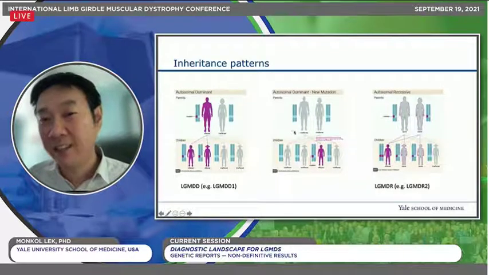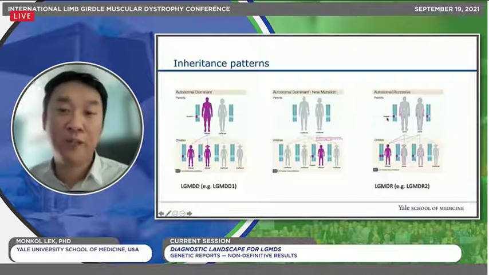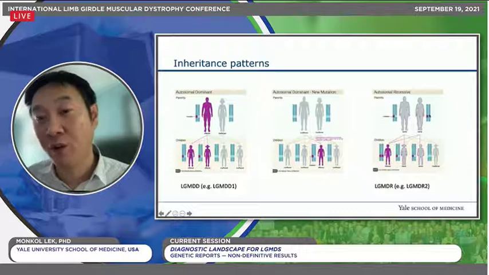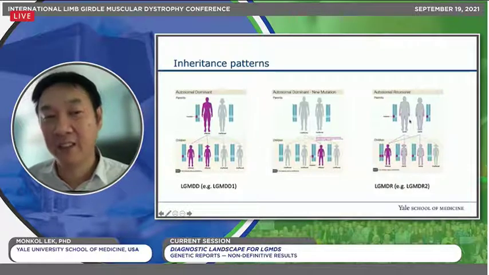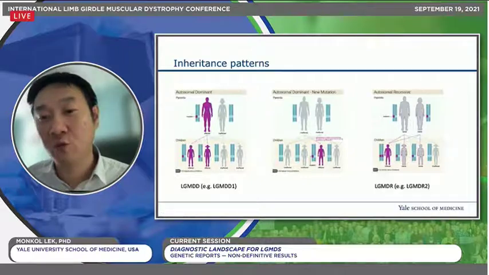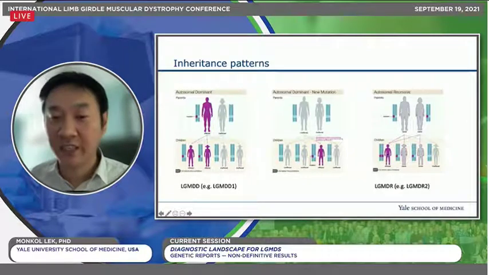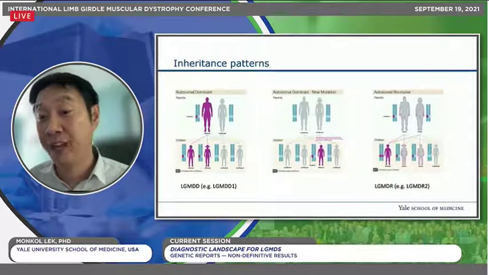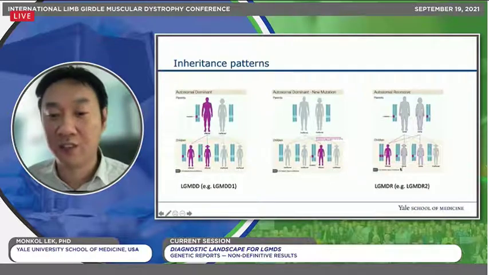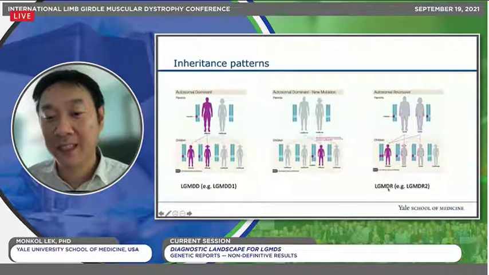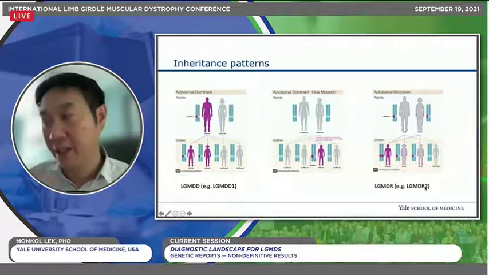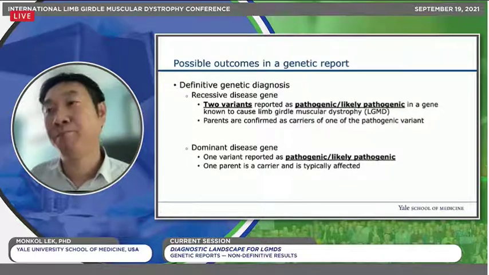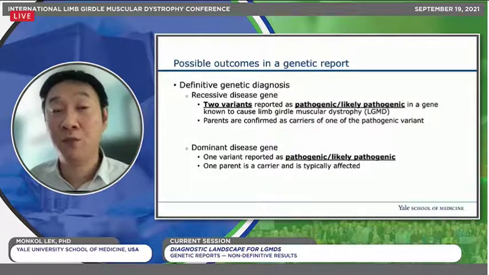Another common form, which is autosomal recessive, is where your parents are carriers, so they have one defective copy of a gene, but they don't actually have the disease, unlike autosomal dominant. There is a 25% chance, so a 1 in 4 chance, that the children will carry two defective copies and then be affected by a recessive form of limb-girdle muscular dystrophy. These are typically called LGMD R1, R2, etc. So knowing the inheritance patterns is important when looking at the possible outcomes in a genetic report.